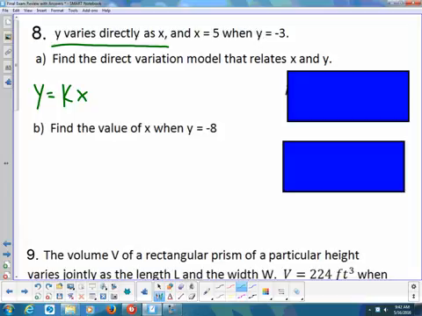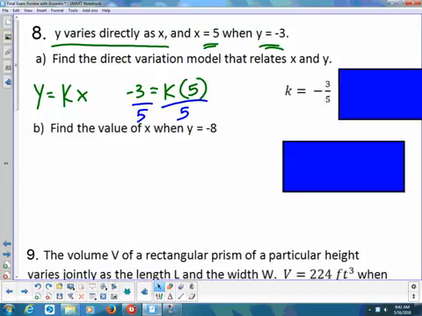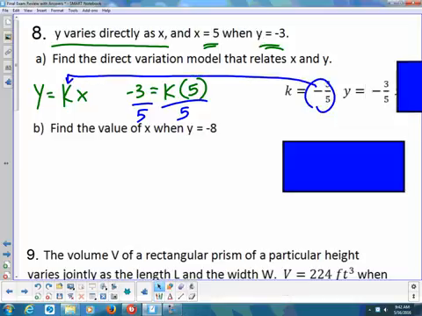And we're going to plug in 5 for x and -3 for y. So I'm going to have -3 equals k times 5. I need to divide both sides by 5 so I can solve for k. And I end up getting k equaling -3/5. I'm not done yet, though, because for my model, I have to plug that -3/5 in right here for the k. And so my model is going to be y equals -3/5 x. Are we okay with this?